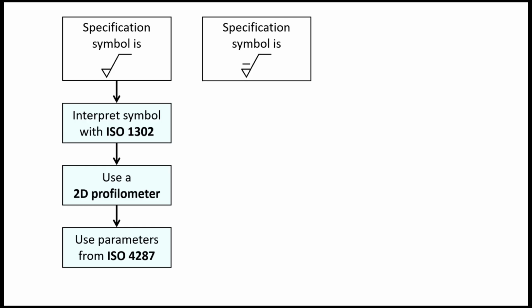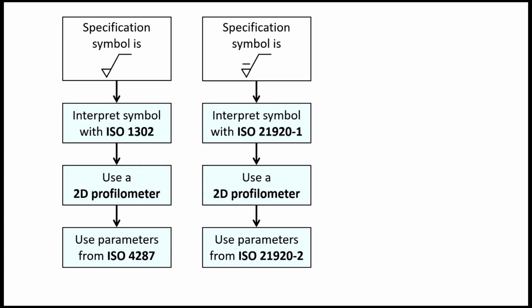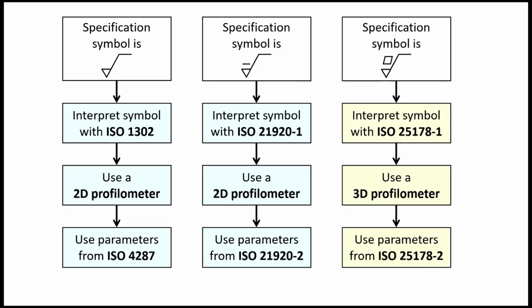The second form is the modified root symbol introduced by ISO 21920 Part 1. It includes a short line segment above the left triangle. Parameters are therefore those defined in Part 2 of the same standard. Aerial specifications use a different root symbol, which includes a ROM above the left triangle, introduced in ISO 25178 Part 1. This indicates that the parameter is defined in Part 2 and must be measured using a 3D aerial profiler.